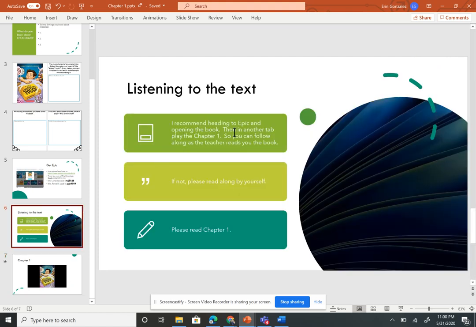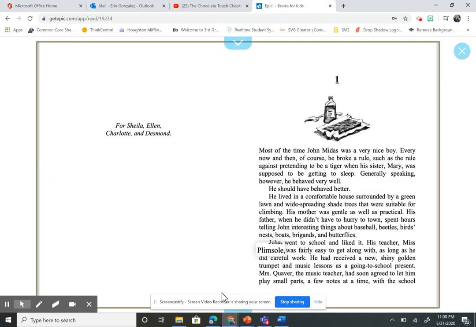So my recommendation here is open up Epic and then click on the tab for chapter 1 so you can follow along as the teacher reads the book to you. If you don't want to do that and you want to read the book by yourself, that's awesome. I'm proud of you. Just make sure you're reading right now just chapter 1. Let's take a look. So here, when you open up Epic, this is what it looks like. So here is the chapter book for you.